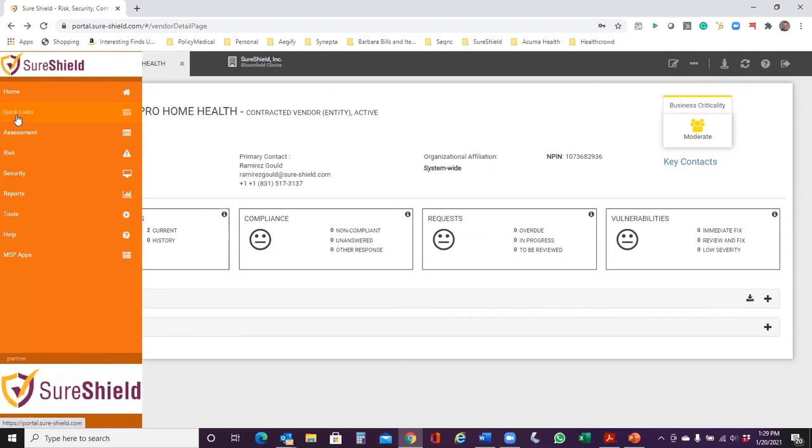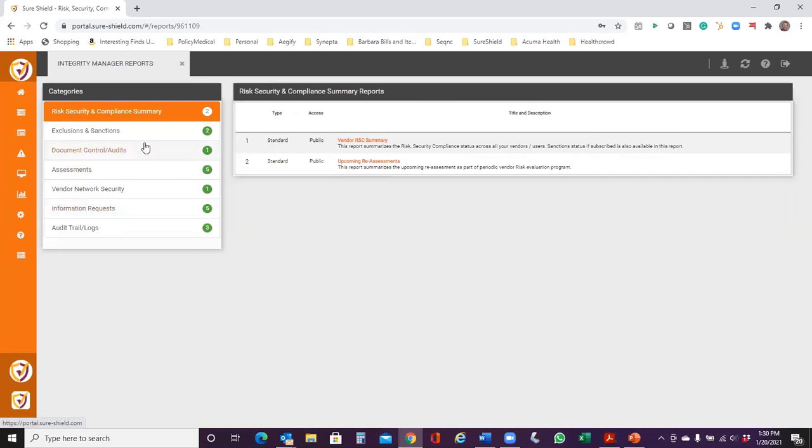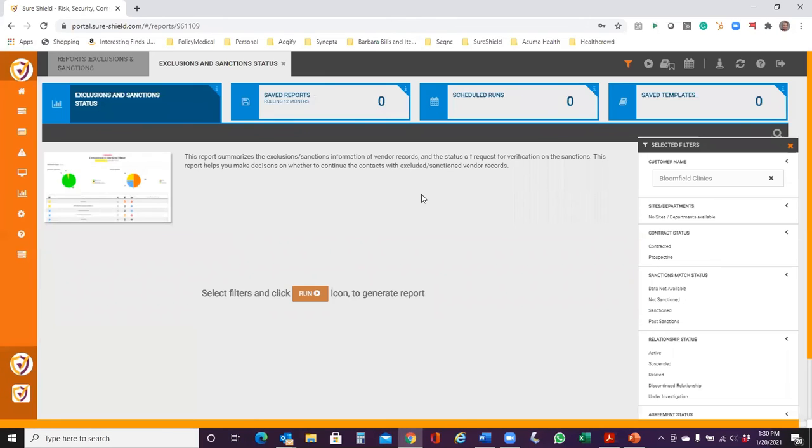Again, within here, you also have the ability to do a variety of different reports. I'm going into this particular area, and without going through all the different reports, because the data can be manipulated and used in a variety of different ways, in this case I have my exclusions and sanction status reports, my summary reports. If I were to go into any one of these reports, I actually have the ability to run that.